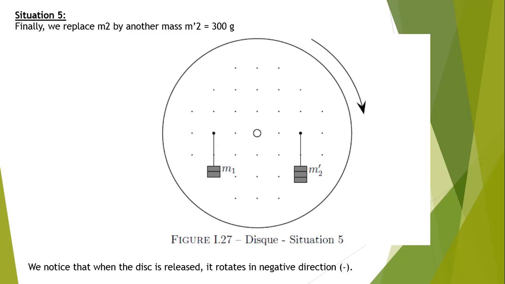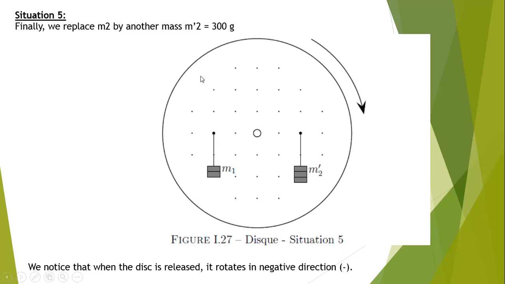And finally, in situation 5, when we replace the solid M2 by another of mass M prime 2 greater than M2, we find that the disk rotates in this direction. So from all situations, we can deduce that two factors act on the rotational effect of a force: the distance between the line of action of the force and the axis of rotation, and the magnitude of the force.